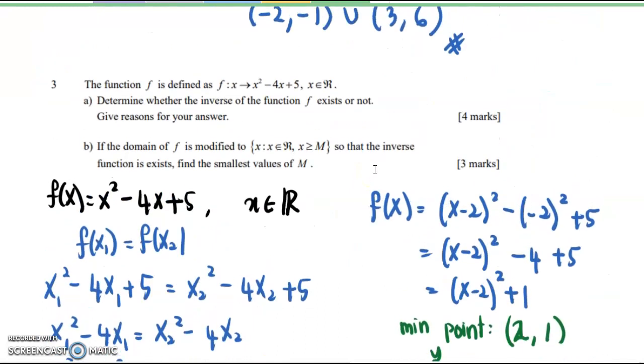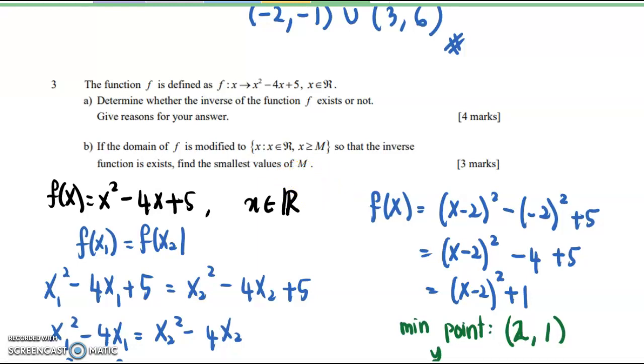Soalan yang kedua, if domain. Okay, now tadi domain dia adalah real number. Dia modify become x greater than or equals to m so that the inverse exists. Find the smallest value of m.